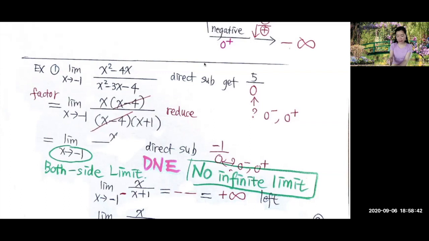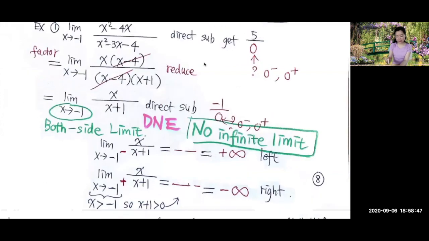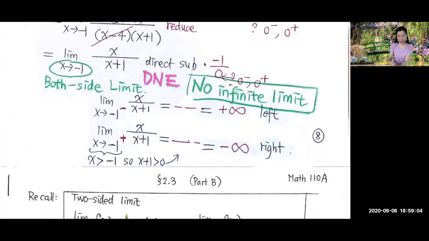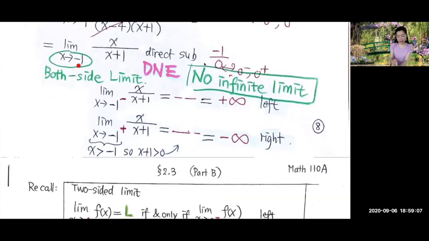That will reduce into this. If we do a direct substitution now, then we're going to get negative 1 over 0. But is it 0 minus or 0 plus? Well, let's think about it. When x approaches negative 1 from the left side, the numerator will go to negative 1. The denominator goes to 0, but it's going to be negative because x is less than negative 1. So x plus 1 is less than 0. So it's going to stay negative.